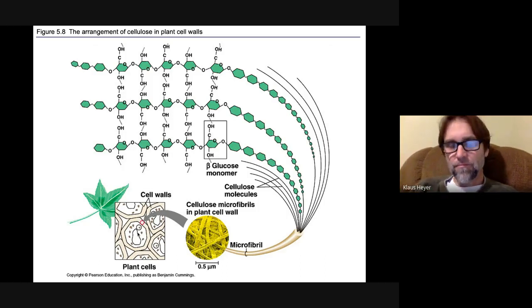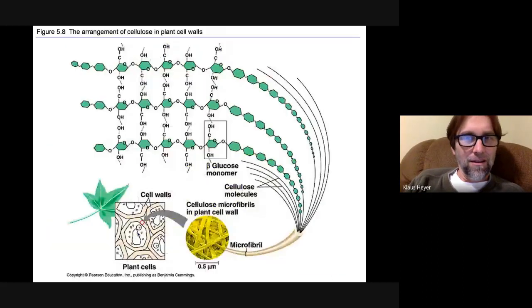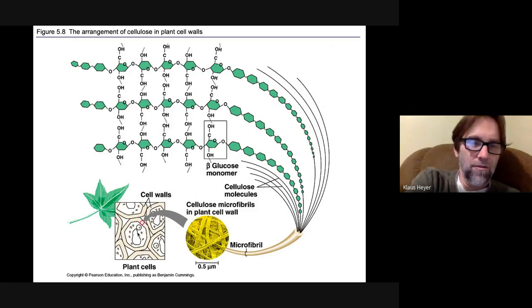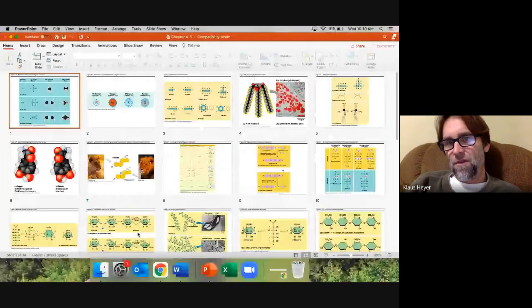So, there's a fourth kind, but you don't have to know it. It's called chitin. If you ever wanted to know what crawfish shells are made from, they're made from chitin polysaccharide. But anyway, three: starch, amylose, glycogen, and cellulose. I'm going to see what time it is.